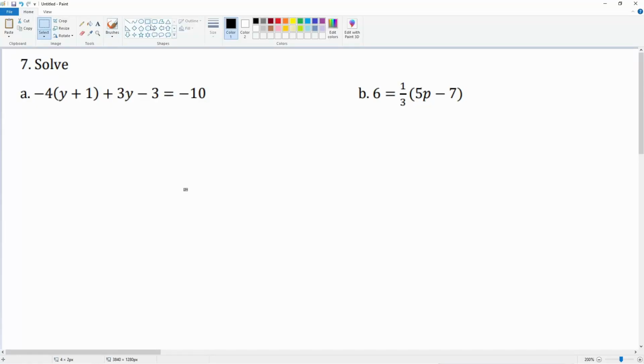We have number 7 here. We're asked to solve. Here's the line down the middle to separate the left and the right. First of all, let's combine some like terms. But before that, we have to deal with this parentheses.